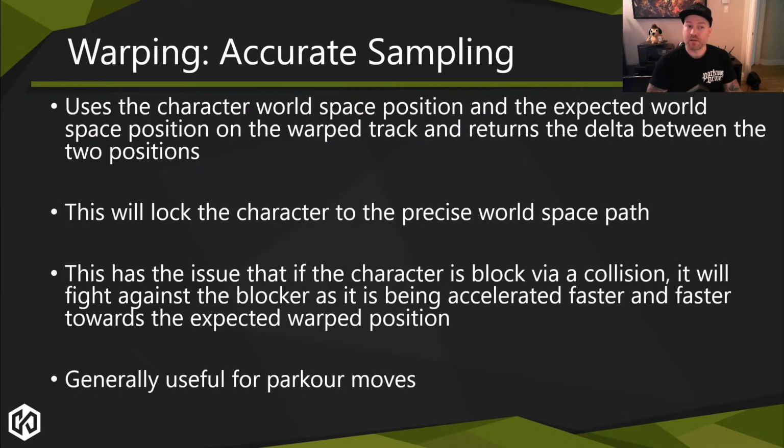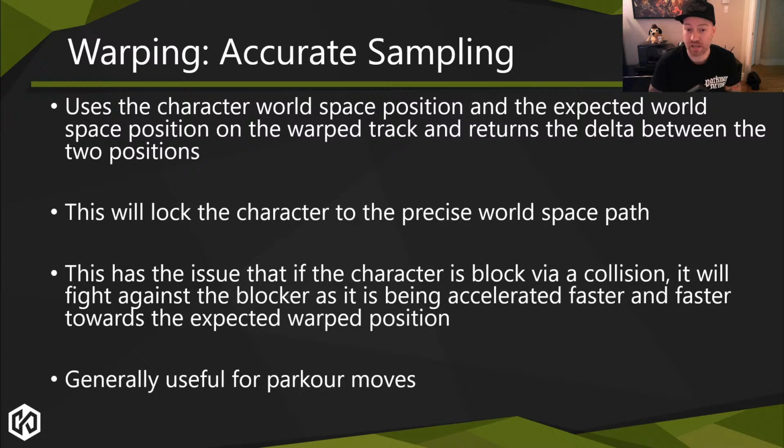The accurate version basically tries to lock the character onto the world space path of the warped track. It says, okay, I know what frame you are in the animation. I know where you should be in world space according to that time in that track. Where are you now in world space? It takes the character position in world space and asks what delta it has to apply this frame to get you to where you're supposed to be. So the delta is not between subsequent frames on the root motion. It's between the character position in world space and where it should be in world space. So it's constantly being pulled to the right position onto that track. This is absolutely guaranteed to get you to follow that exact path and get you exactly where you're supposed to be.